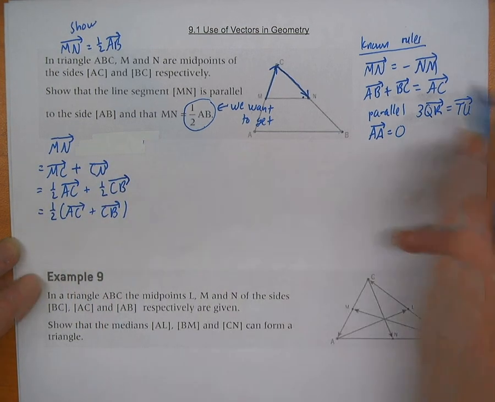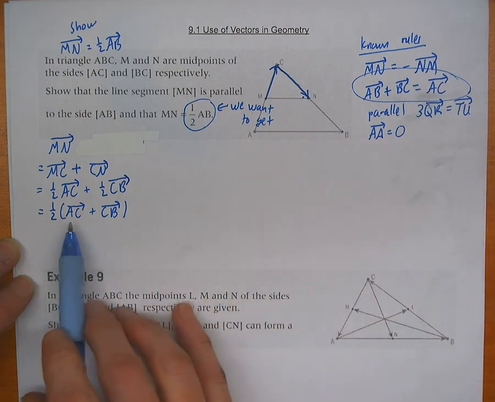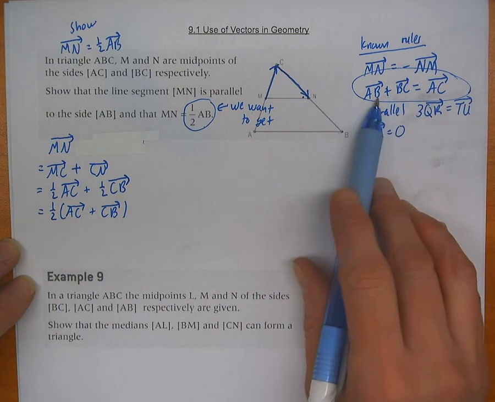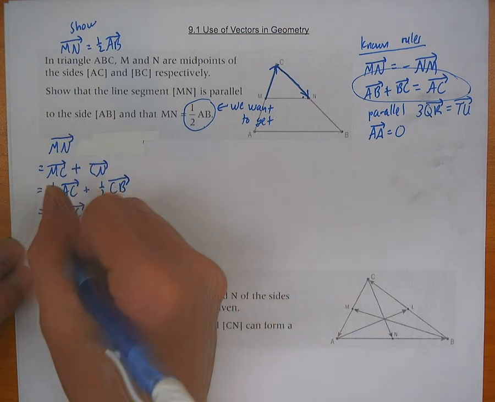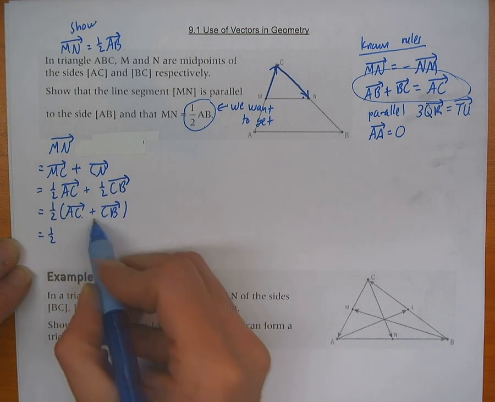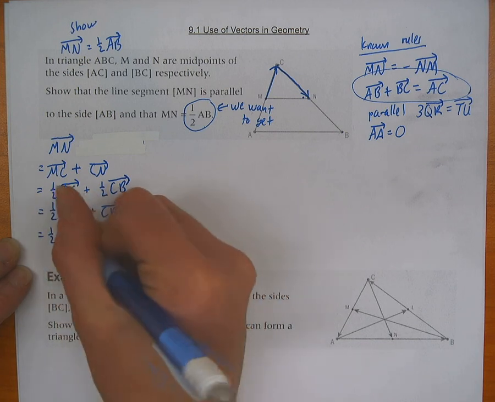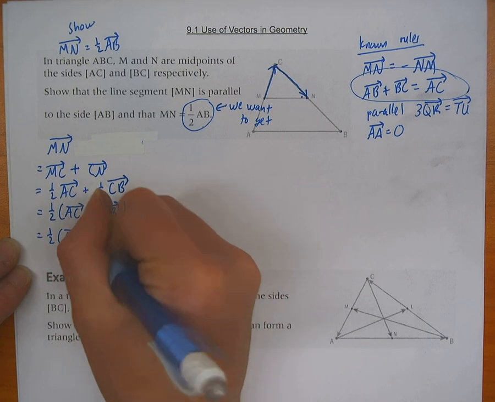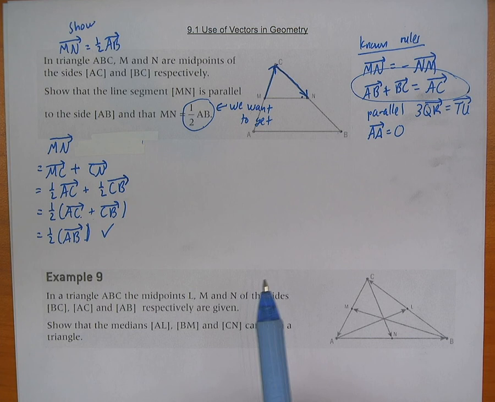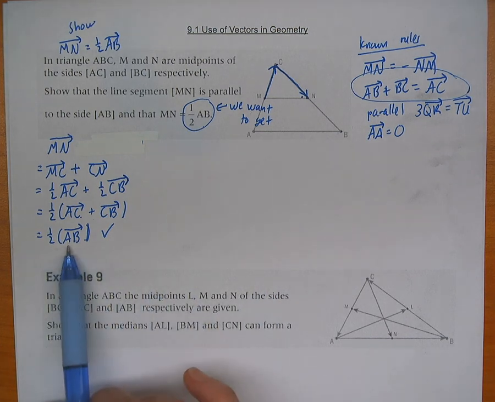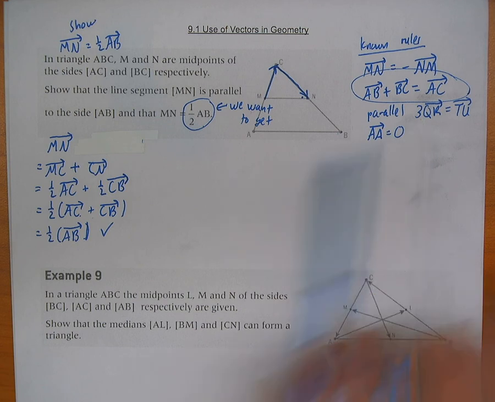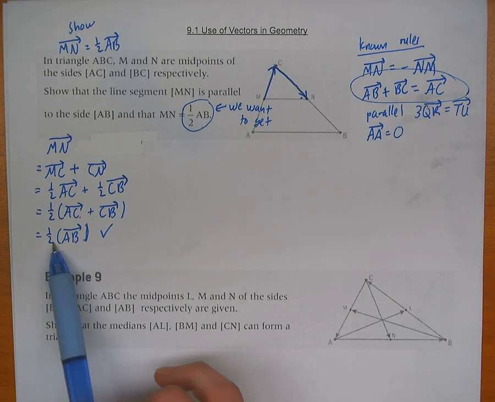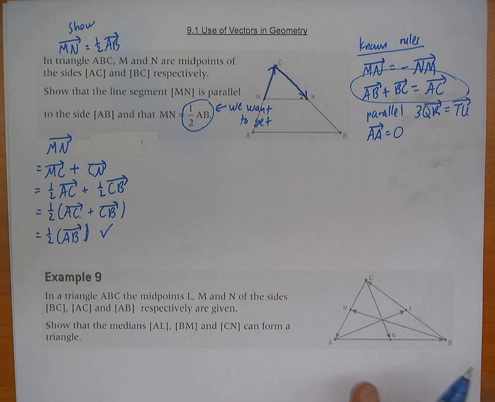And now I see this triangle rule being used here. It's got different letters, but this connecting letter works the same way this connecting letter does. So I could replace this AC plus CB with simply AB. And now we've proven it. We did exactly what we needed to do. We showed that it was parallel because parallel vectors are simply scalar multiples of each other. And we showed that it's exactly half of the length. So there we go. That's the first one.